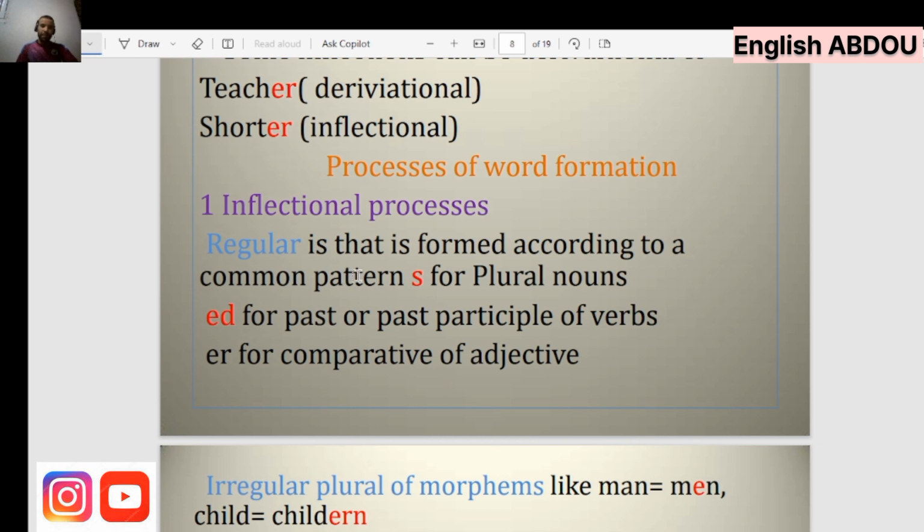Like S, ed, er. This means when we add S, it is for a plural or for a singular according to where we add it. If S is with nouns, it becomes plural, dog, dogs. But if it is with verbs, it becomes singular, he is, or does, or eats, etc. While ed is just for the past or past participle of verbs, and er, of course, for comparative, to compare two things.